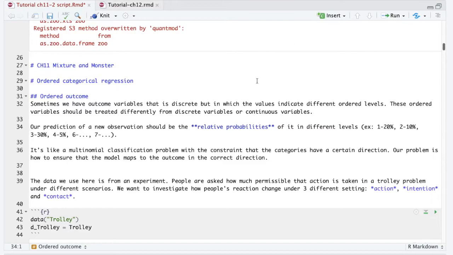At the end, our prediction of these kinds of models should be the relative probabilities in different levels. Like in level 1, the relative probability is 20%, in level 2, 10%, in level 3, 30%, in level 4, 5%, and so on.